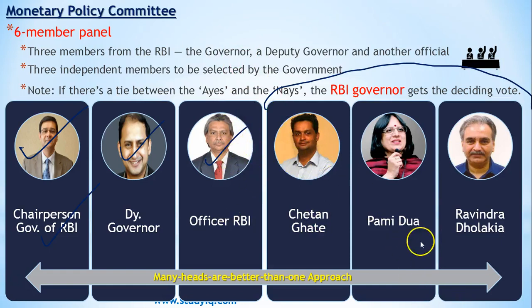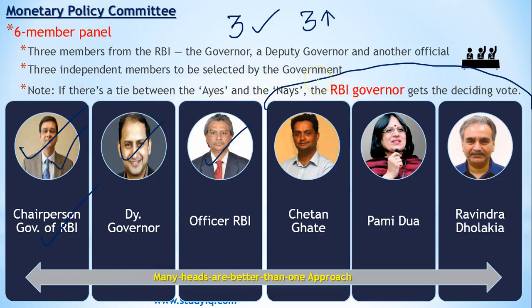Of course, all the decisions have to be taken by majority, and just in case there is a tie, imagine that 3 members are saying that interest rate should be brought down, 3 are saying it should go up or stay as it is. During this sort of scenario, it is the governor of RBI whose decision would be final. So if governor says that yes, we need to cut down the rate, then that would be the final. But in normal circumstances, it is based on the majority vote.